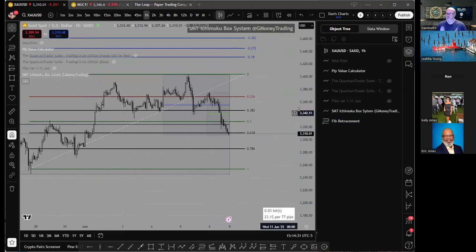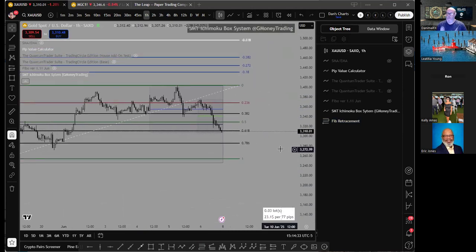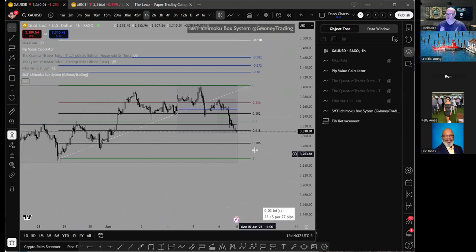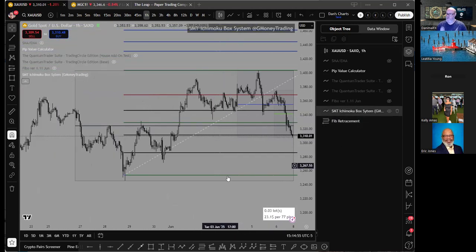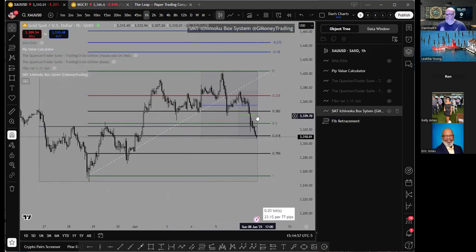It's right now sitting at the 618. We could get this retracement down to 786. Now we're going to be looking for an entry. When the market opens, it could just turn around and go straight back up. We still have a bullish configuration here. We have the 52 and the 17 box midpoints, the 52 in dark blue and the green 17. So it's still bullish.